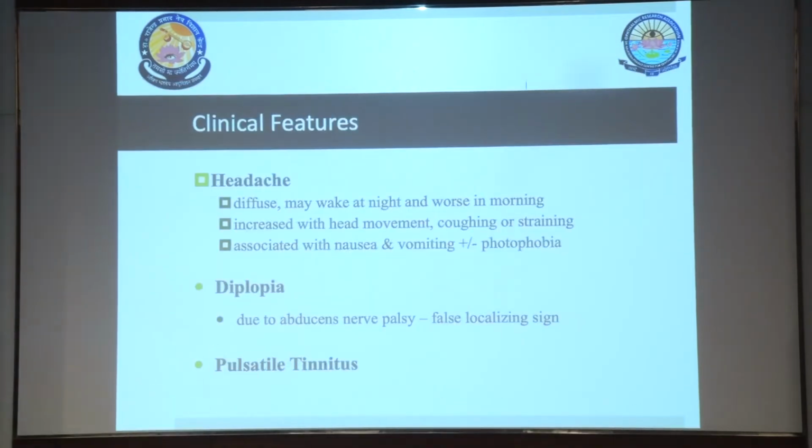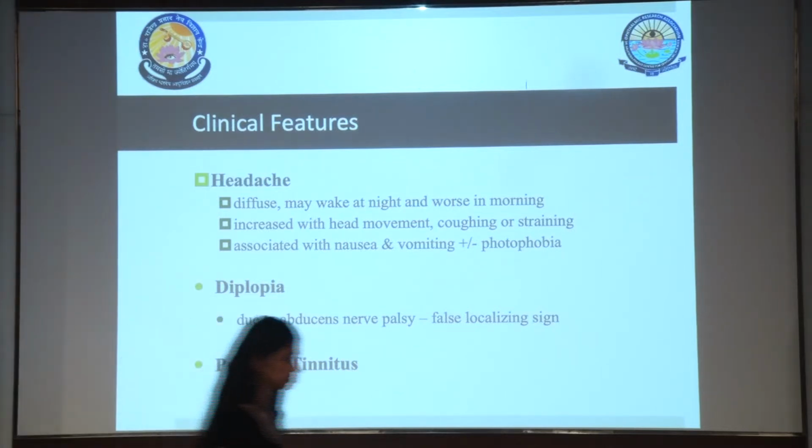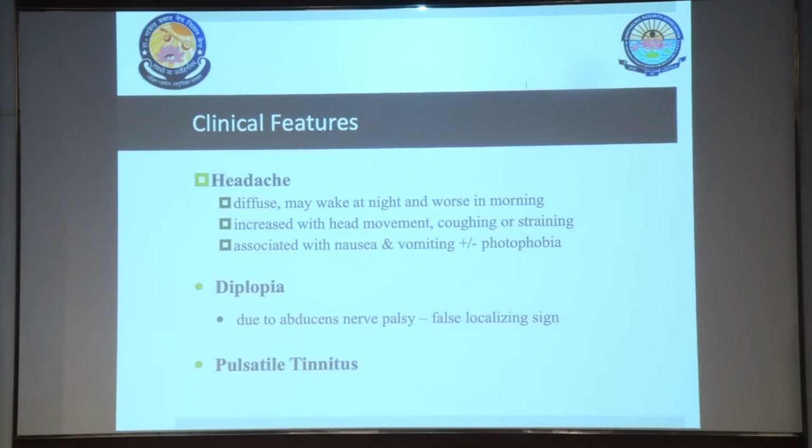The clinical features include headache as the most prominent symptom, which may be diffuse and may be so bad that it may wake the patient at night and becomes even worse in the morning. It increases with head movement, coughing or straining and is associated with vomiting and nausea with or without photophobia. Diplopia may be another complaint because of abducens nerve palsy. There may be presence of pulsatile tinnitus.